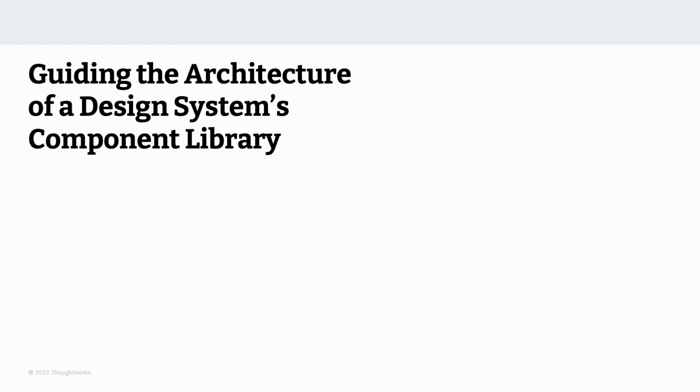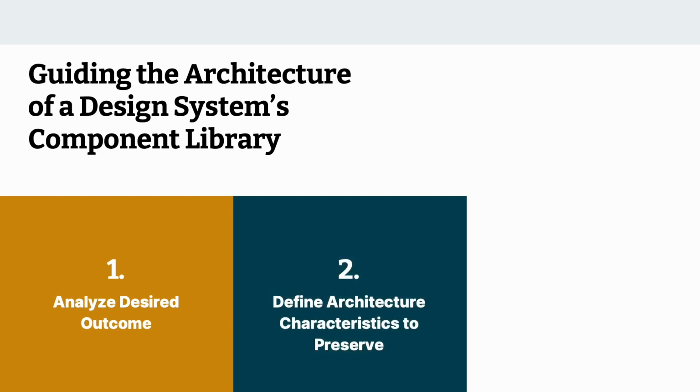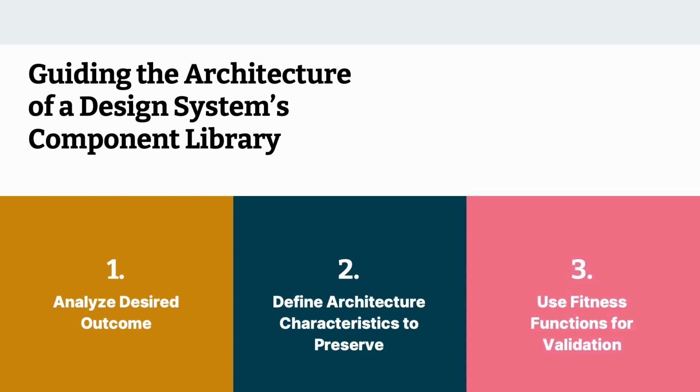We can do so in 3 steps. First, we can analyze our desired outcome. Then we define architecture characteristics for our component library to preserve this outcome. And finally, we make sure to use fitness functions to validate these architecture characteristics that matter to us, to make sure that they don't deteriorate over time.